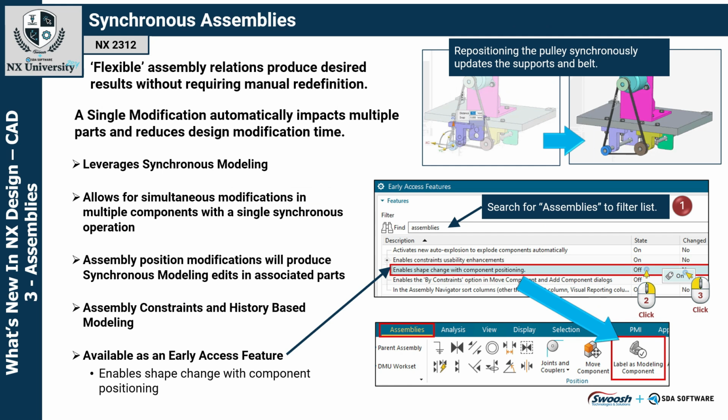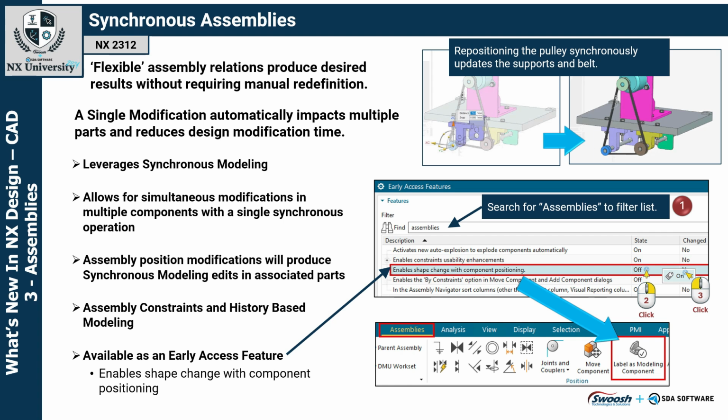Next item we're going to look at here is the synchronous assemblies introduced in NX 2312. This is going to allow for flexible assembly relations that are going to produce desired results without requiring manual redefinition. A single modification automatically impacts multiple parts and reduces design modification time. This is going to allow you to leverage synchronous modeling commands inside your assembly. It also allows for simultaneous modifications in multiple components with a single synchronous operation.